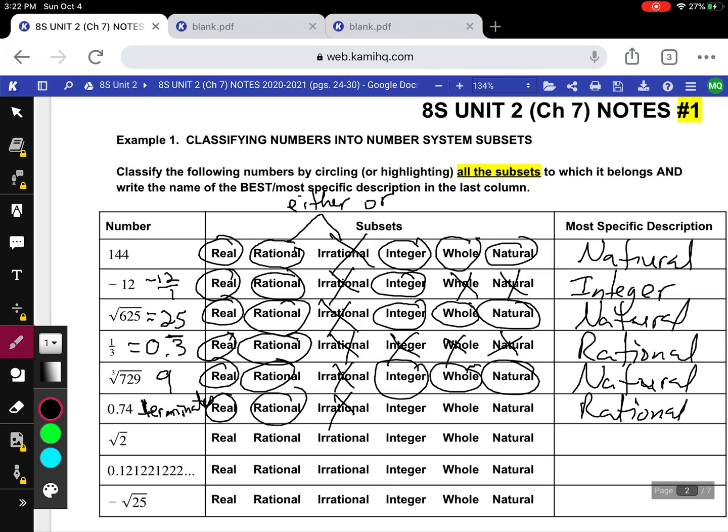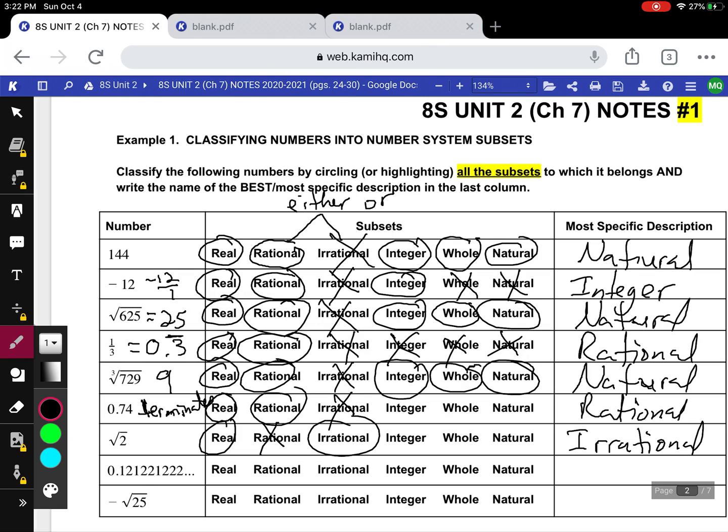Now we've got the square root of 2. 2 is not a perfect square. If I were to put that in my calculator, I'd get a decimal that keeps going on forever. So I am actually an irrational number, and that is where I stop. We do not break irrational numbers down any further.